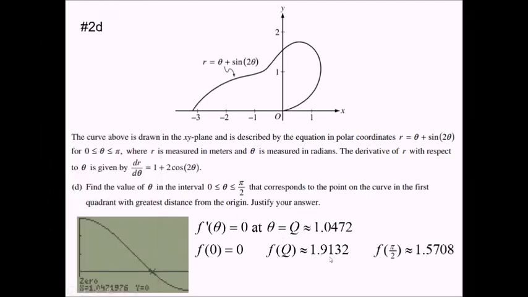So out of the three of these, 1.9132 is the furthest away from 0, has the highest absolute value. So we would say then that the theta value at which we're furthest away from the origin is going to be Q, 1.0472.